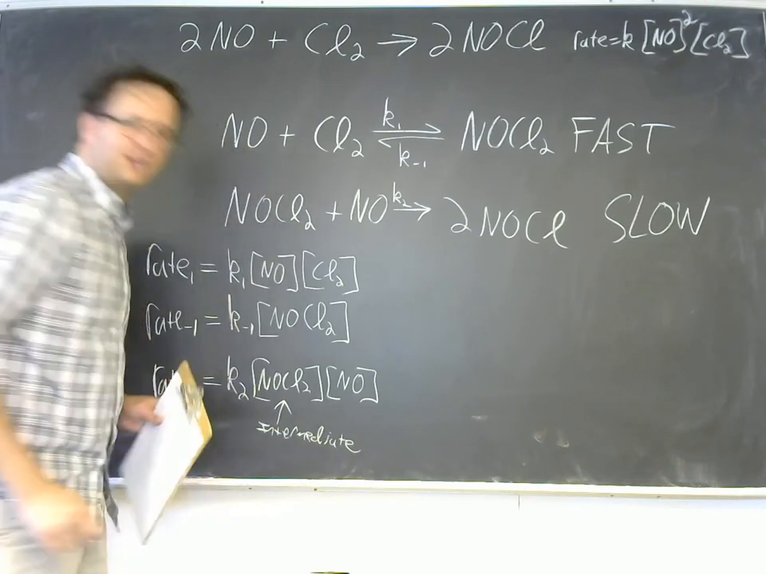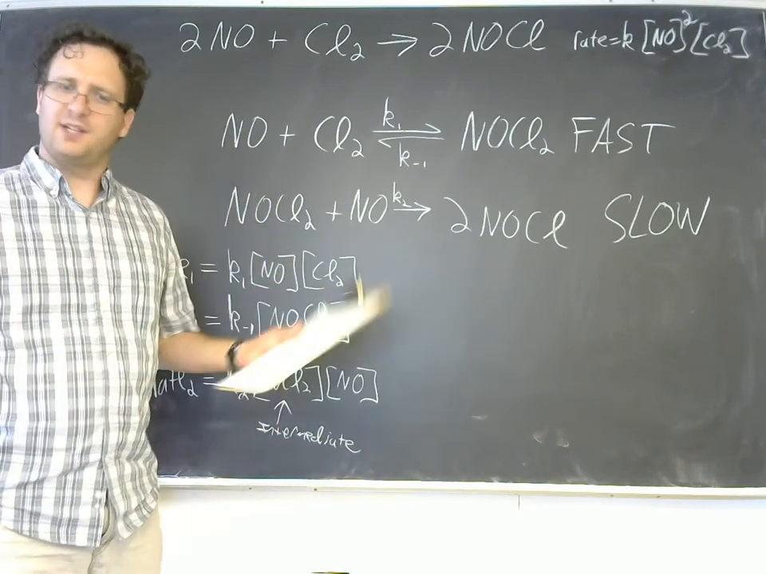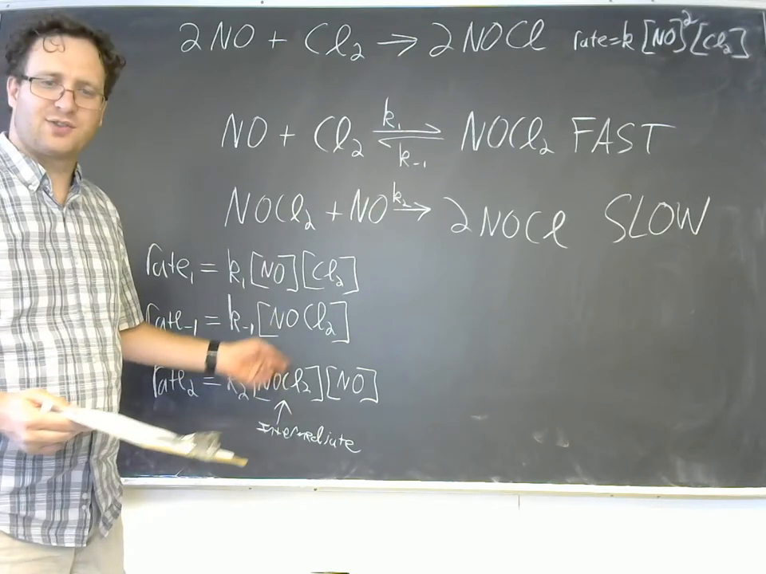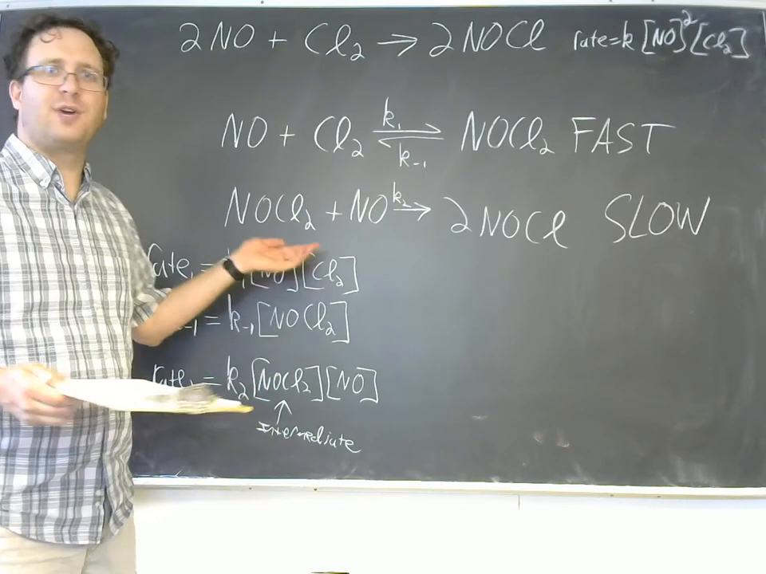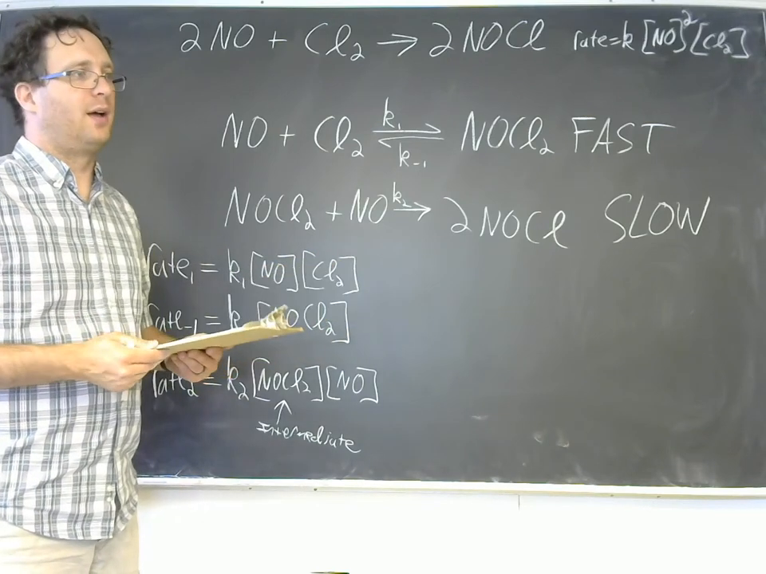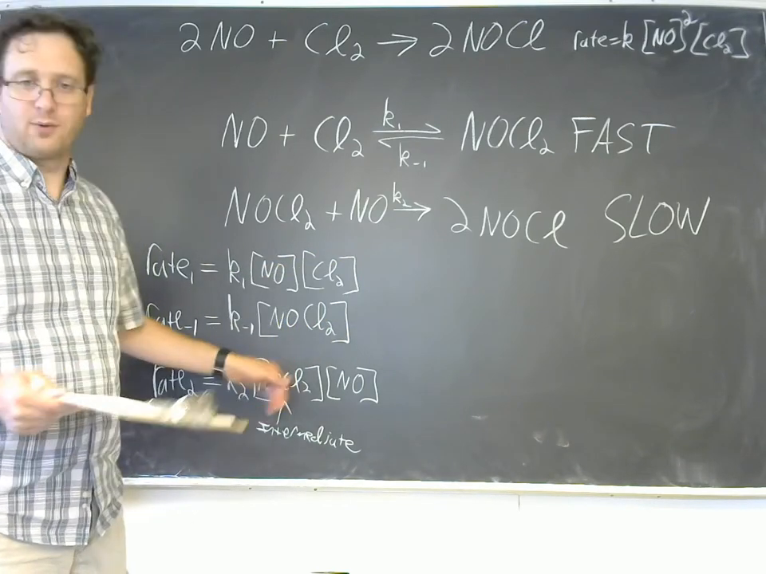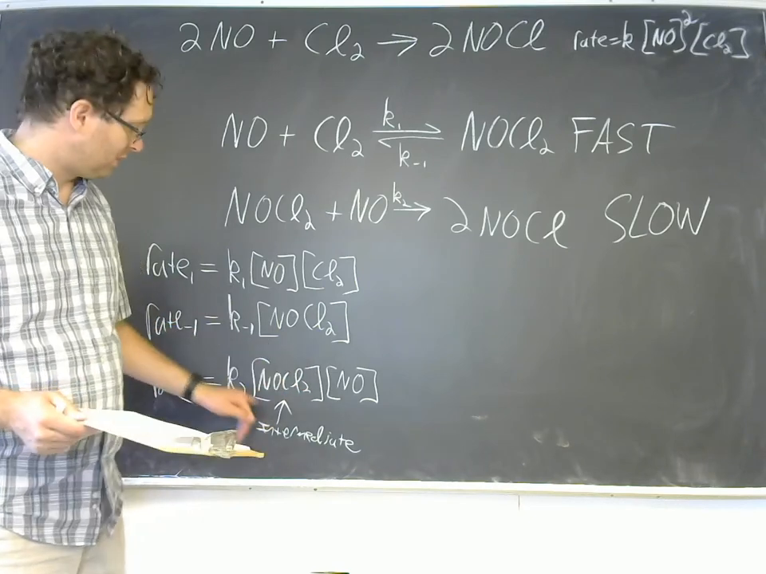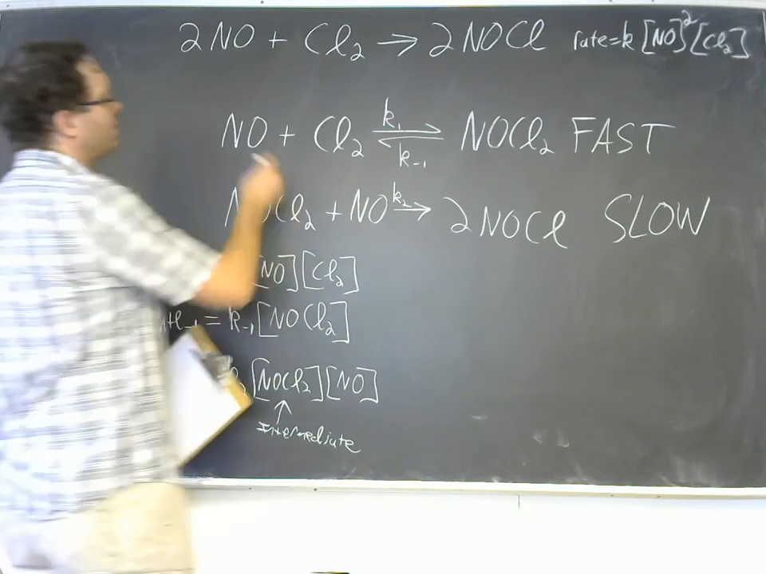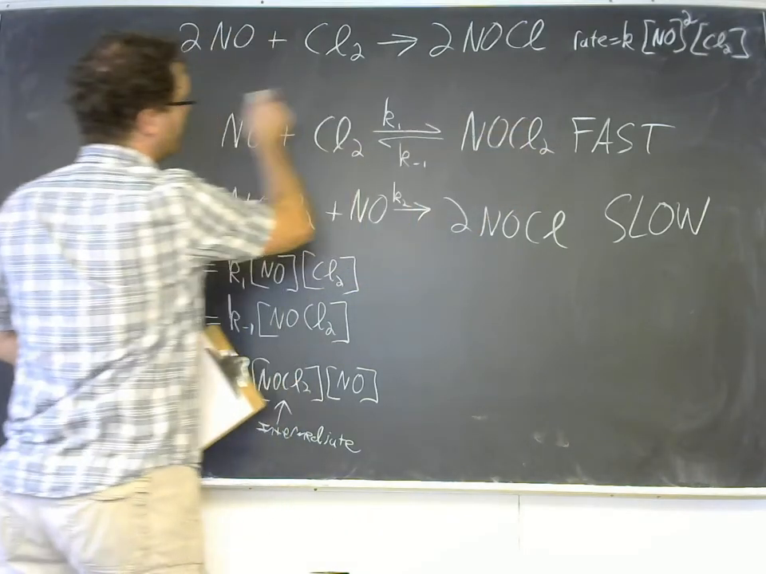It's an intermediate. We can't easily observe it or measure it. We don't even know what its concentration is. And so how could we find the rate law experimentally using something that we can't even measure? Well, let's look closer at this equilibrium first step.